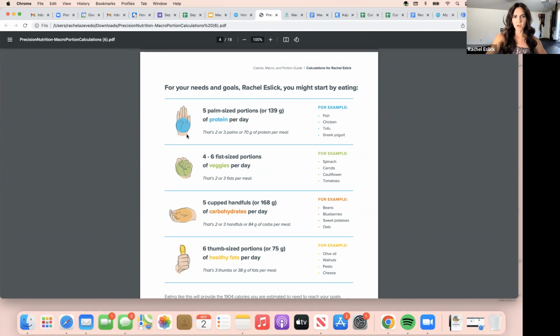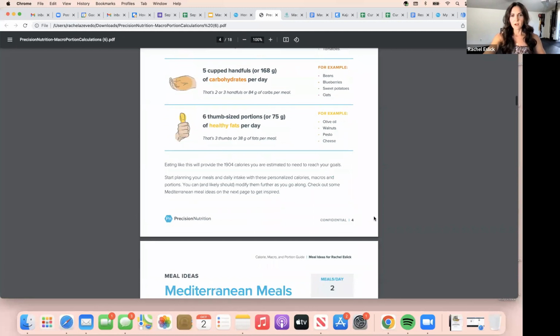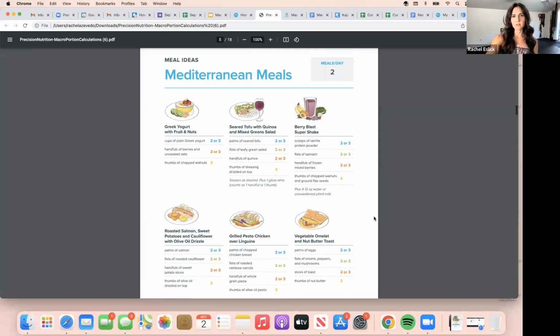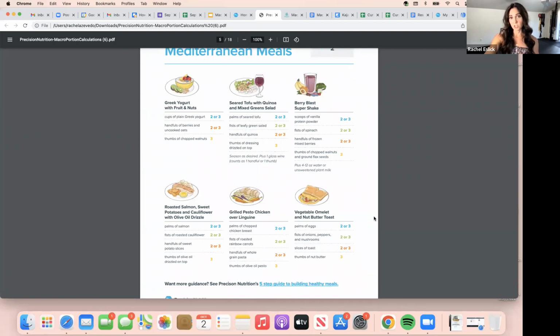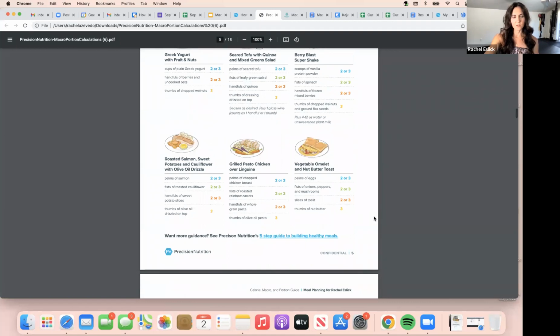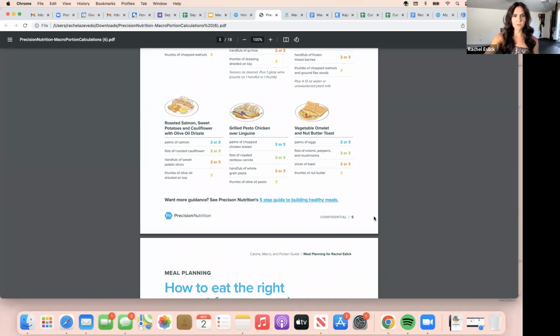The vegetables don't have grams associated with them, but like 4 to 6 servings of vegetables, 168 grams of carbs, and 75 grams of fat. So there are some meal suggestions here based on Mediterranean preferences. This is not a meal plan. This is just suggestions and telling you kind of what would be in it. They don't assign calories to these, just servings or portions of the different macros.